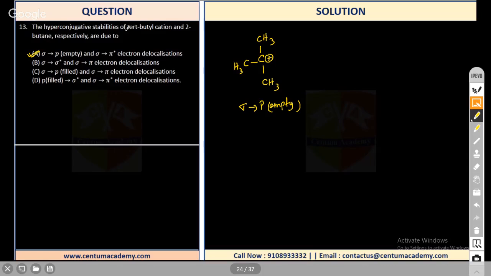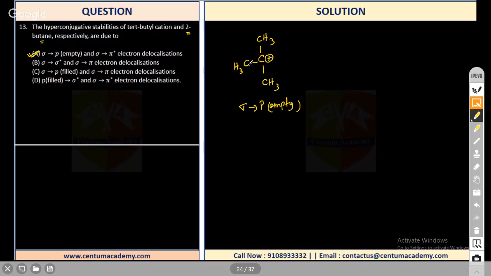Then they have written 2-butane. I don't think it's 2-butane. It should be 2-butene, I guess. There is some mistake. Okay, let it be. I'll cross check this question. Okay, this should be 2-butene, I guess, but I have to cross check. So let it be this question now.